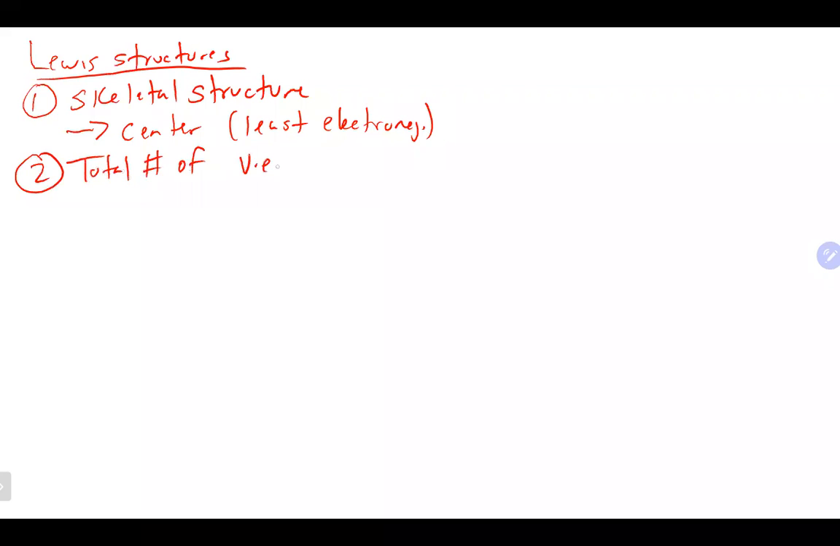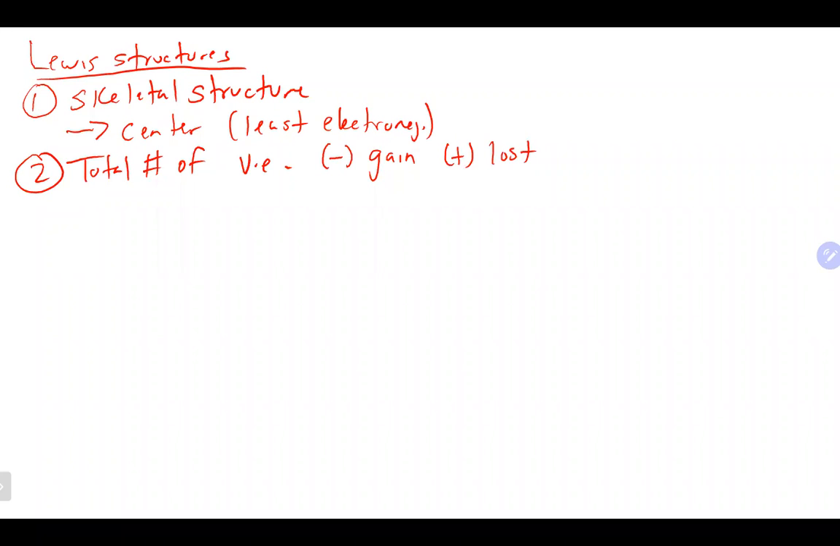The next most important thing is the total number of valence electrons. So you want to count up the total number of valence electrons. Remember, if something does have a charge, you do need to adjust the total count so you don't end up short or with too many. If something has a negative charge, that means it should have more electrons, so you need to add it to your total. If something has a positive charge, then it has lost electrons, so you need to subtract it from your total.